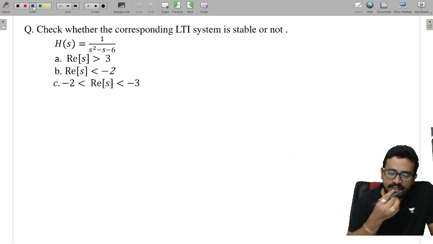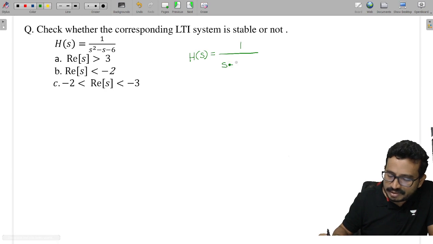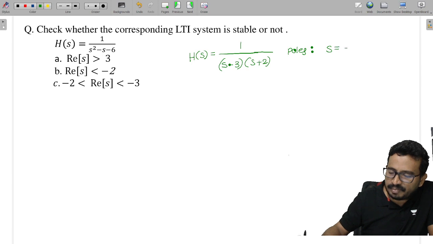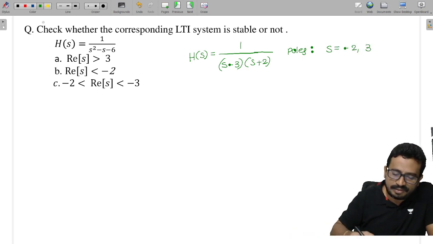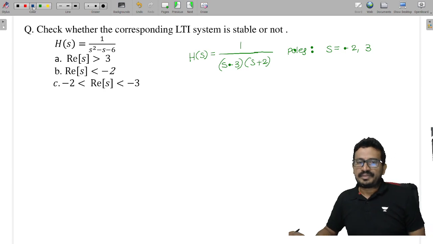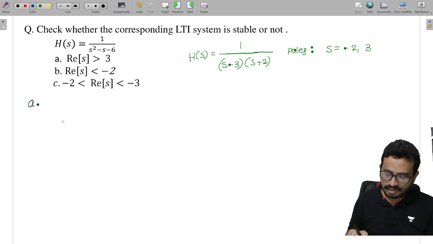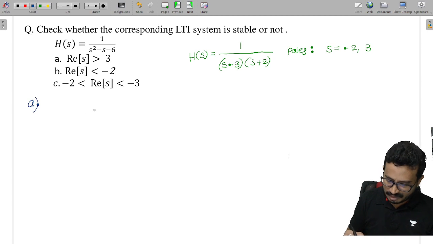Yes, so now see in this problem they have given the H of S, which is given as, look at now, the roots are S minus 3 into S plus 2. These are the roots, and you can see the poles here. We have two poles, one is at S is equal to minus 2, the other one is at S is equal to 3. Okay. Now look at this. First of all, I want to see one by one carefully. First case here, A. Yes. So first of all you locate the poles. I am locating the poles.